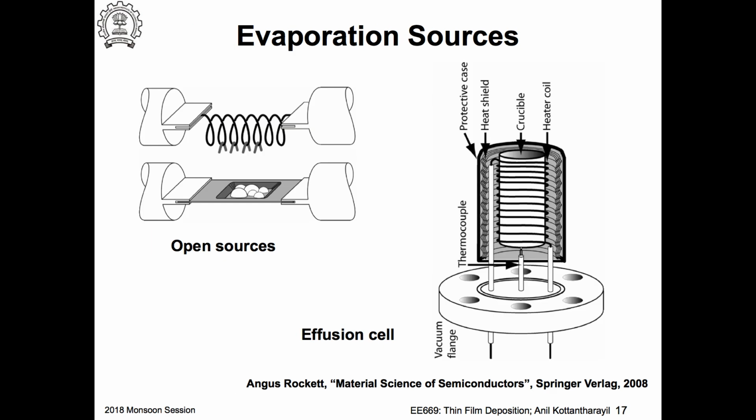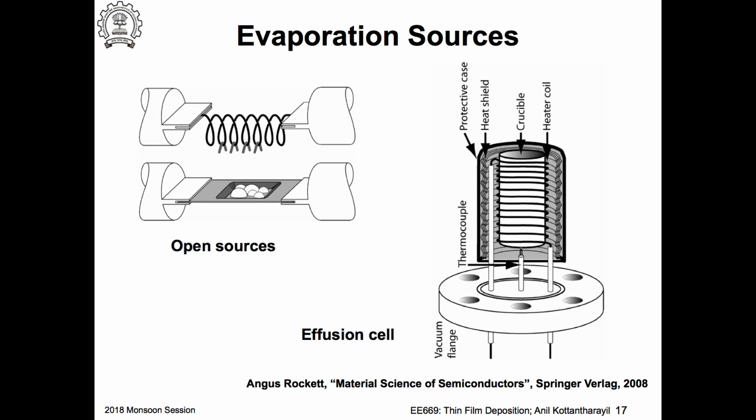Now the sources can be very simple, complicated, and so on. So you have maybe a tungsten wire and 2 electrodes, and you pass a current to heat this. This is like the old incandescent lamp, where you have the filament, and then you hang these pieces of the material you want to deposit. So it can be aluminum wire if you want to deposit aluminum.